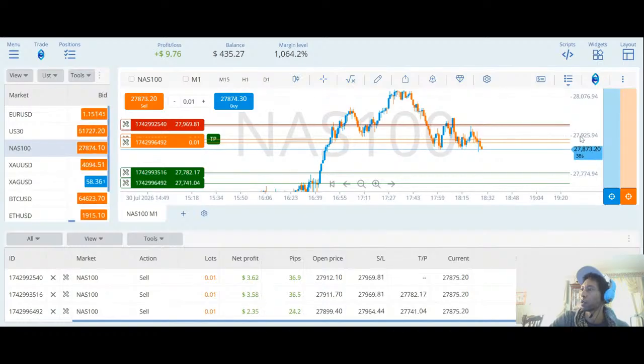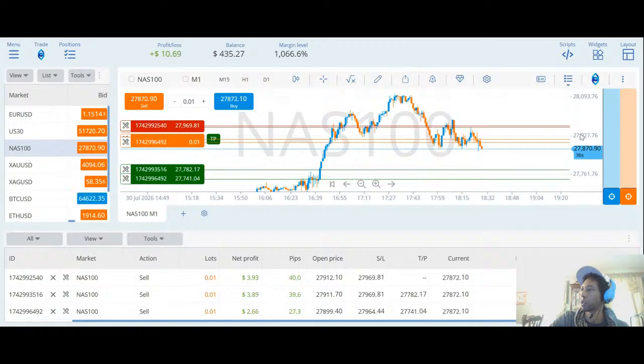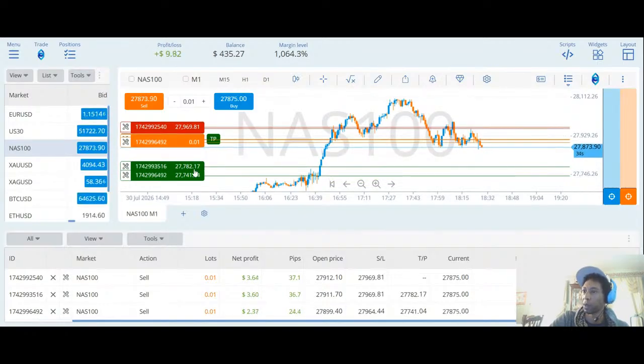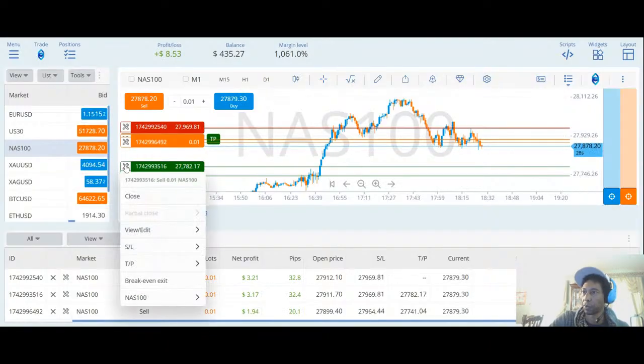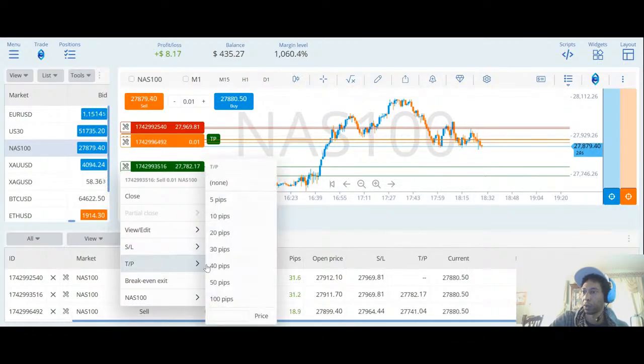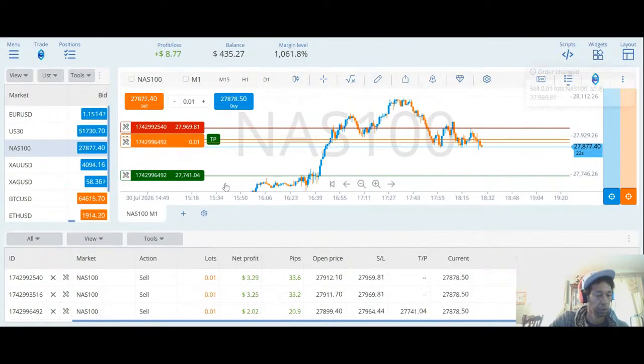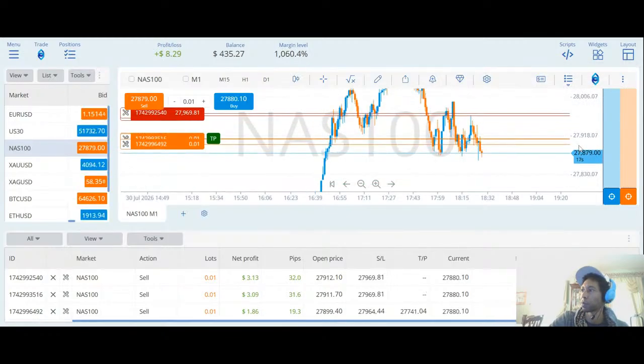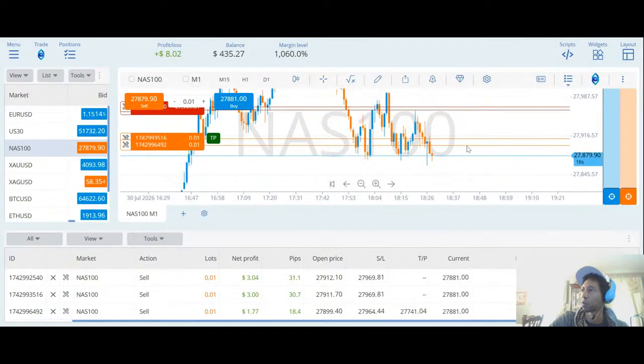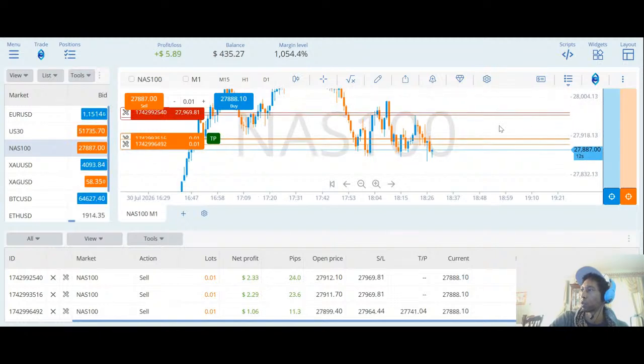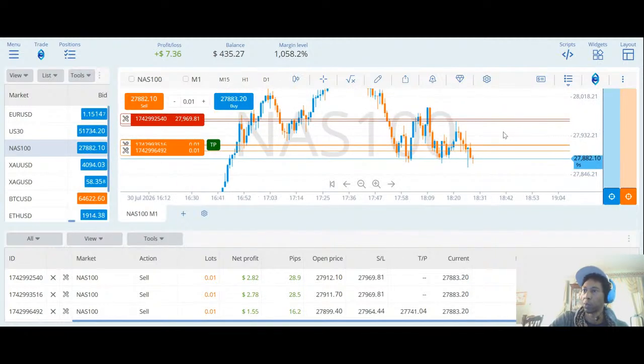I do have TPs set, but let's see, this one is set for like 12 bucks. Matter of fact, I'm gonna remove this TP. Yep. And we're gonna hold the trade and see how it works and be patient with it.